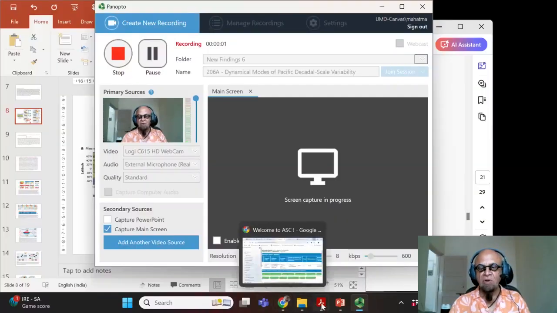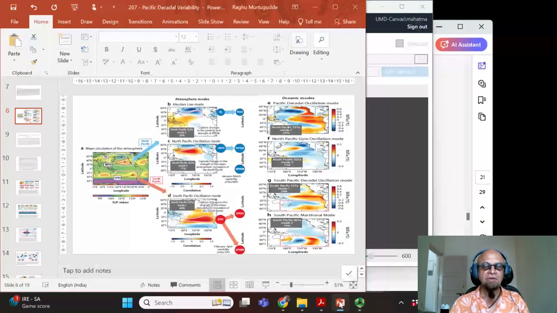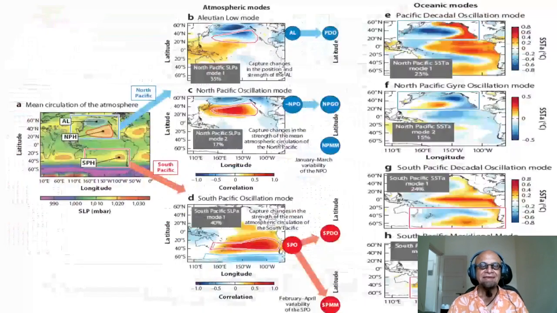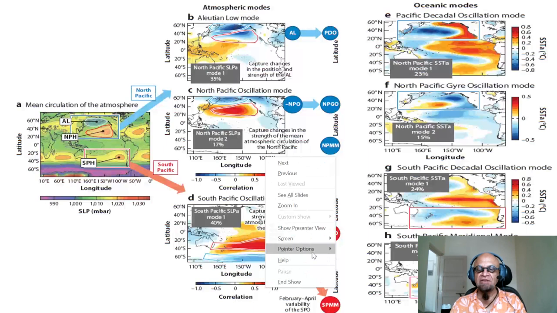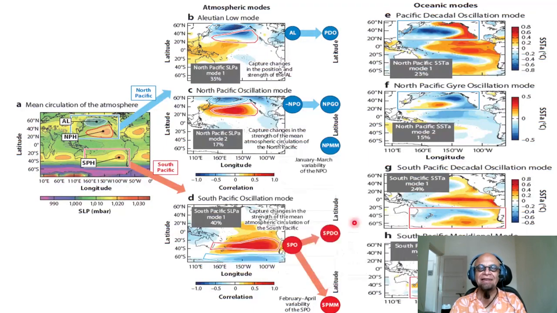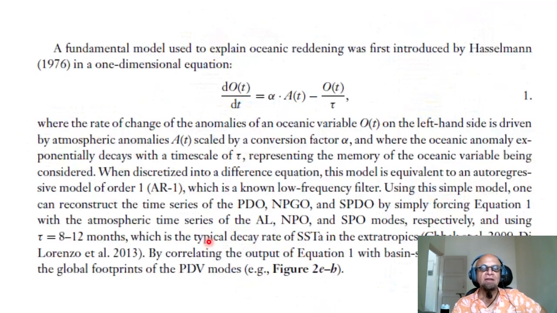So let's do the second part of this paper, a nice paper on Pacific decadal scale variability. As opposed to Pacific decadal variability, they are saying Pacific decadal scale variability. So there are multiple modes, as we already saw, and we just looked at this nice figure which showed what the mean circulation and the atmospheric and oceanic modes look like in the North Pacific and the South Pacific. Continuing with that, where do you get these modes from?